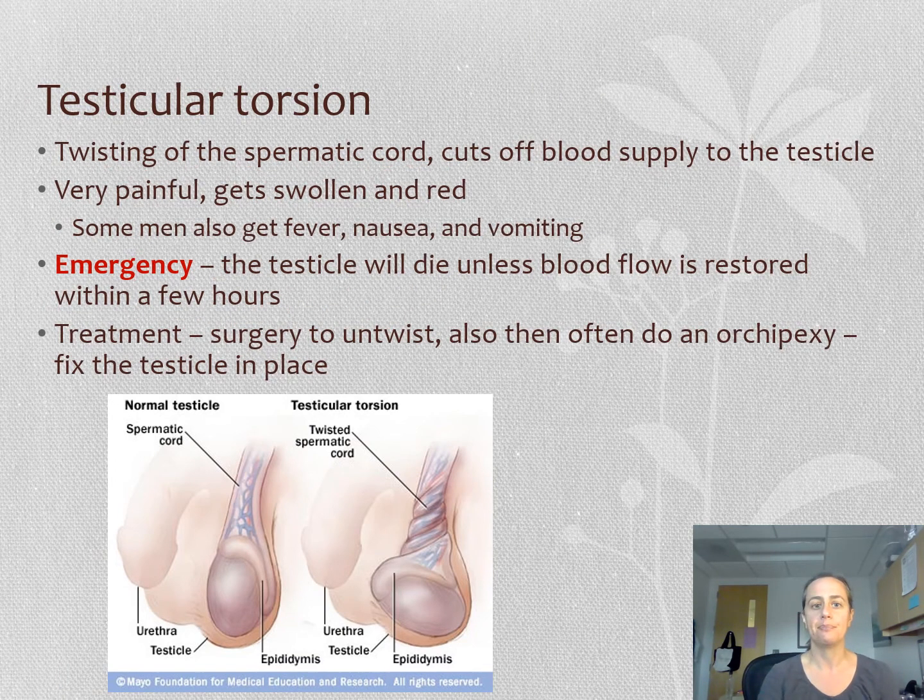All right. So again, this is an emergency, and what they'll do at the hospital is they'll do surgery. So they'll actually go into the scrotum, untwist the testicle, and then fix it down in place and secure it to the testicular wall so that it can't twist again in the future, right? Because that can be a really big problem.